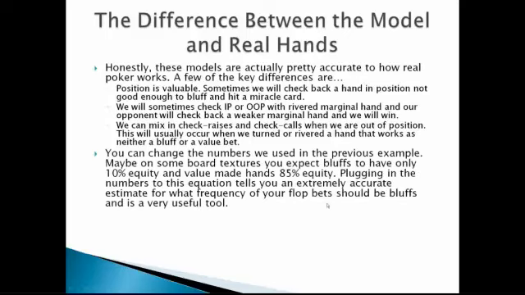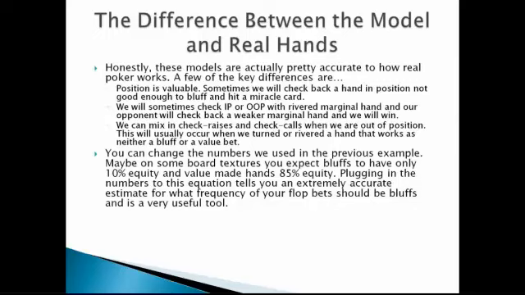You can change the numbers we used in the previous example. Maybe on some board textures you expect bluffs to have only 10% equity and value made hands 85% equity. Plugging in the numbers to this equation tells you an extremely accurate estimate for what frequency of your flop bets should be bluffs and is a very useful tool. So if you disagree with me, maybe you play heads up or full ring, if you think bluffs have more or less equity than 20% on average, or value hands more than or less than 80% equity on average, just plug in the numbers and get the new values and play around with them if you want.